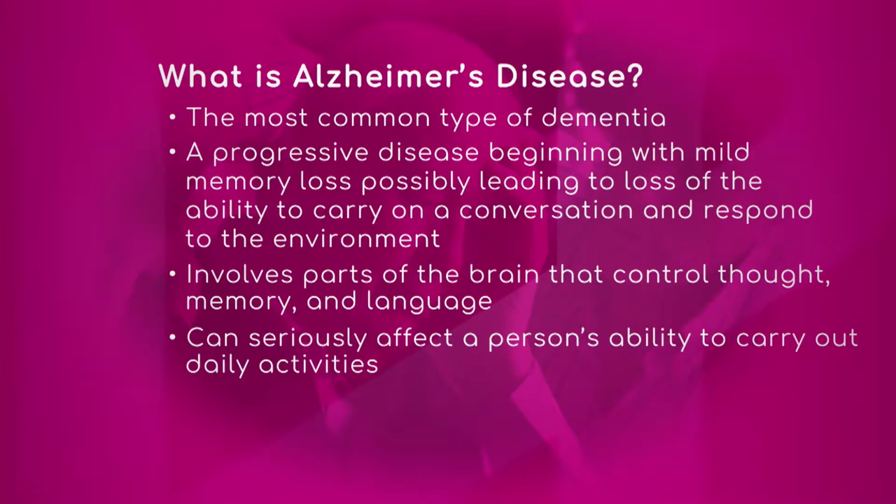Alzheimer's is a progressive disease beginning with mild memory loss, possibly leading to loss of the ability to carry on a conversation and respond to the environment. It involves parts of the brain that control thought, memory, and language, and can seriously affect a person's ability to carry out daily activities. So all of these things encompass Alzheimer's, correct, doctor? That's correct, yeah. This is basically the definition of Alzheimer's.